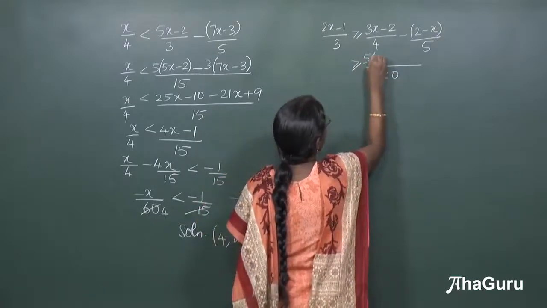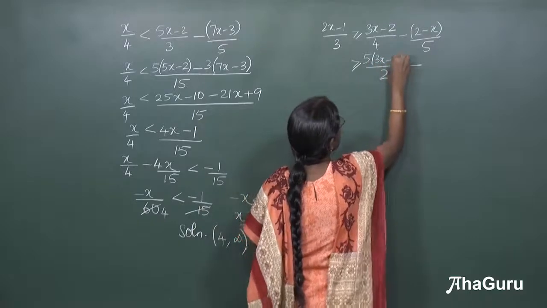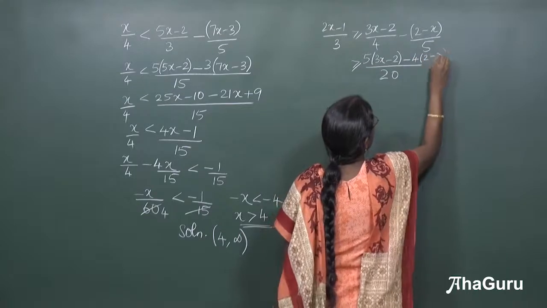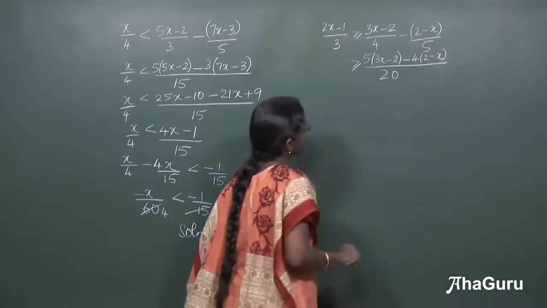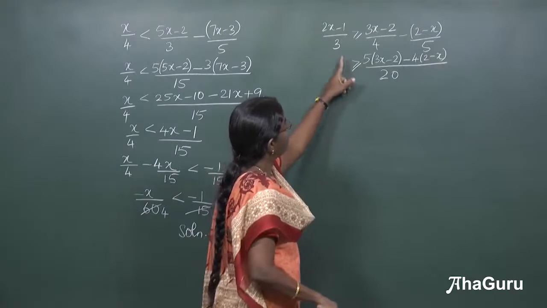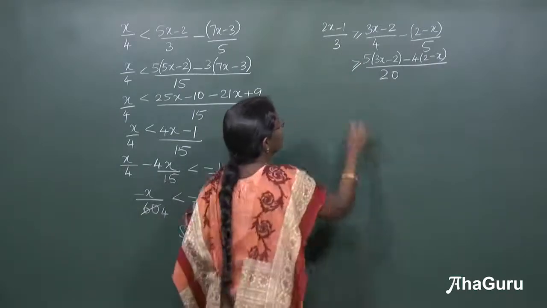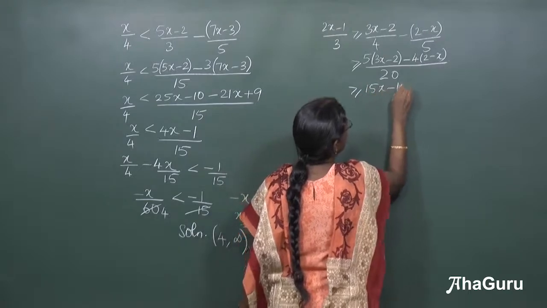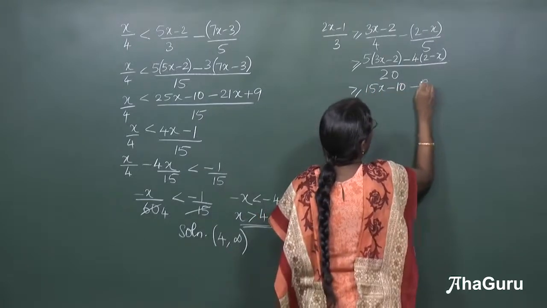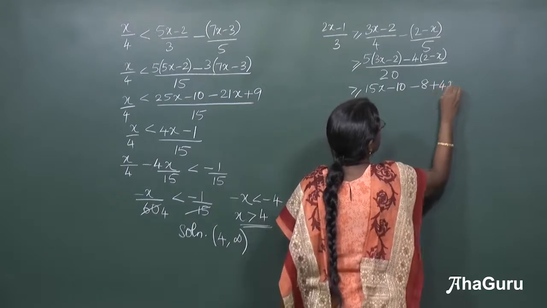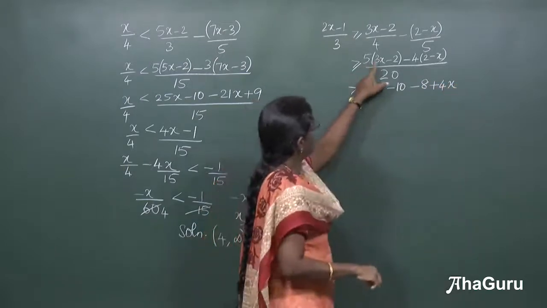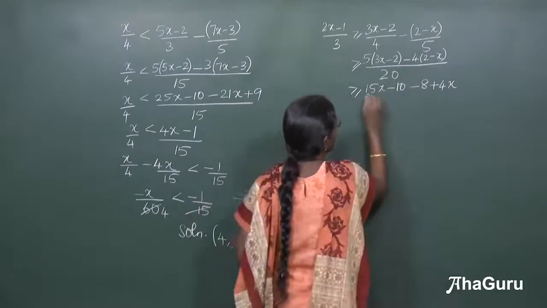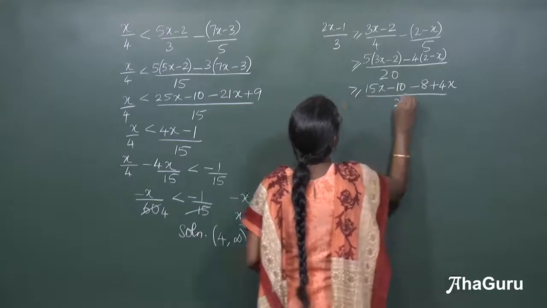So this will be 5 into 3x minus 2, minus 4 into 2 minus x. 5 into 3x minus 2, minus of 4 into this. Simplify it carefully, it is 15x minus 10 minus 8 plus 4x, correct? 15x minus 10 minus 8 plus 4x. The whole thing divided by 20.